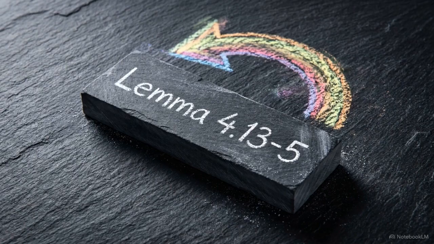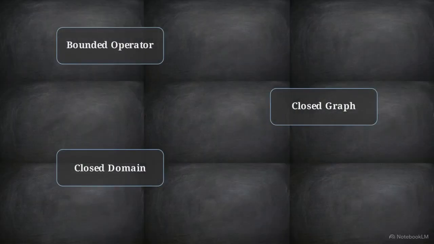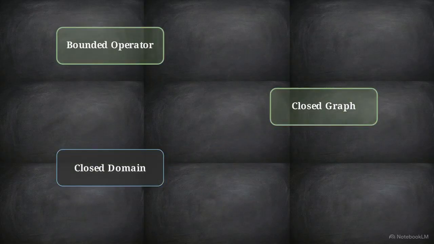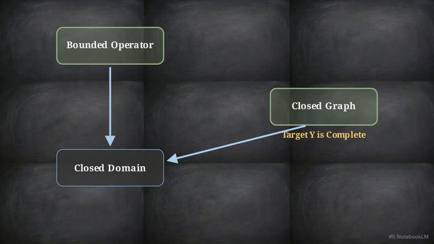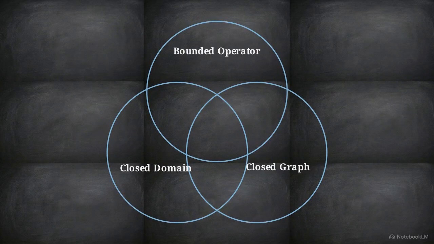We can also flip this logic using lemma 4.13-5. If an operator is bounded, what does that dictate about its graph and domain? This flowchart maps the relationships. First, if an operator is bounded, and its domain is a closed set, those two properties automatically force the graph to be closed. Expanding on that, if the operator is bounded, its graph is closed, and we know our target space y is complete, those three conditions guarantee that the domain must be closed. As these nodes slide together, we see how the properties lock into place.